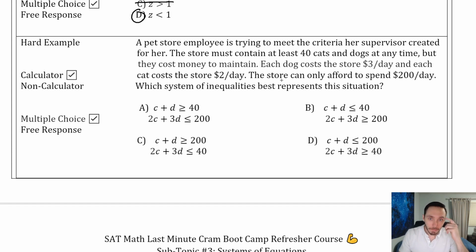Whiplash City. But if I'm looking at the answers here, it looks like I just have to create some sort of system, and the inequalities just change every time. So I don't have to think about the algebraic setup at all. I simply have to come up with the difference in the inequalities. Okay, so I'm grounded for what my expectation is as an SAT student, which is the reality of the case. So a pet store employee is trying to meet the criteria that her supervisor created for her. The store must contain at least 40 cats and dogs. So if we think about what at least means, that means that 40 is okay, but we want to be above it. So we want to be greater than or equal to 40.